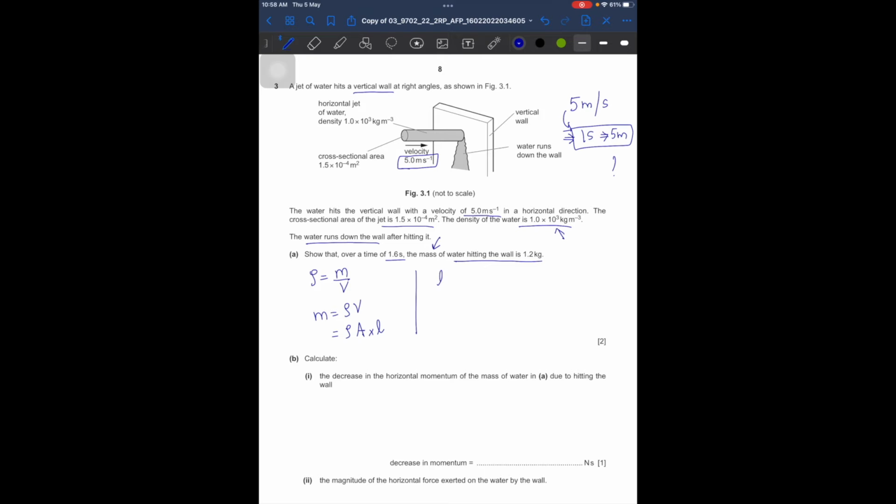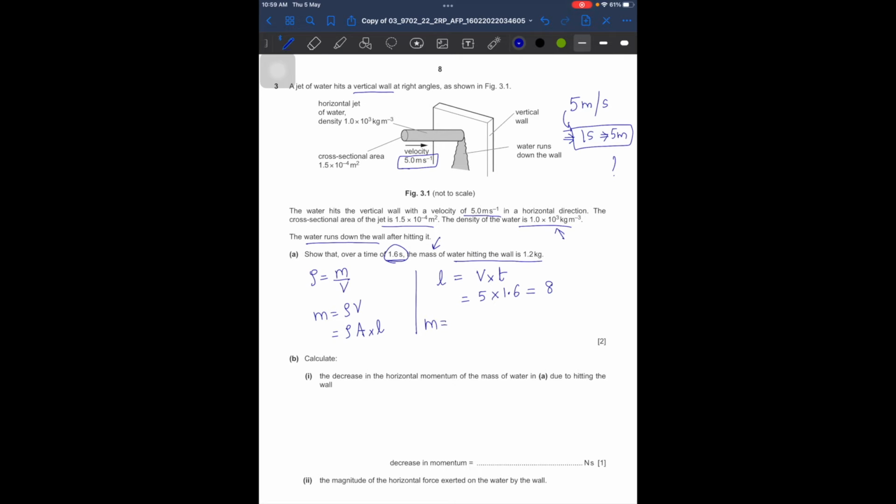We can find the length traveled by the water in 1.6 seconds by multiplying the velocity with the time. Okay, distance is equal to speed multiplied by time. That's the formula which we are using. So 5 multiplied by time, which is 1.6, that gives us 8.